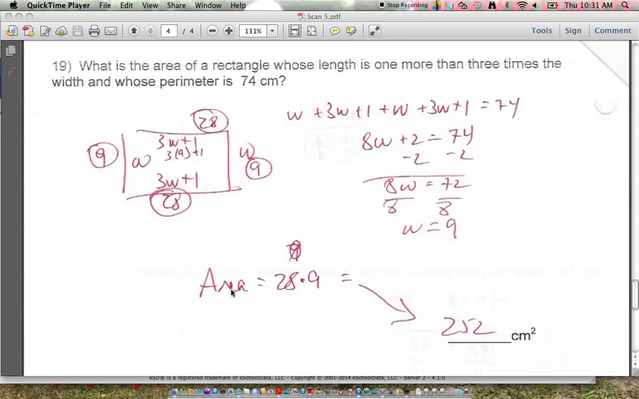The last point is to find the area, because in the beginning it says, what is the area? So area is length times width. So I have to take the 9, here it is. I also have to plug it in over here. 3 times 9 is 27, plus 1 is 28. Multiply 28 times 9 and get 252.